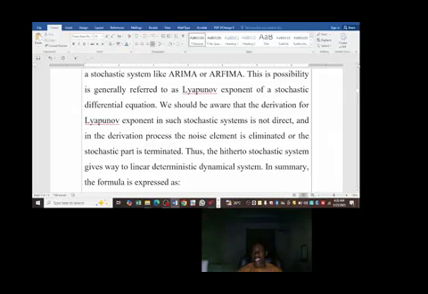We should be aware that the derivation of the Lyapunov exponent in such a stochastic system is not direct, and in the derivation process, the noise element is eliminated, or the stochastic part is terminated. Thus, the hitherto stochastic system gives way to a linear deterministic dynamical system. In summary, the formula is expressed as follows. Now, I've just explained that the Lyapunov exponent is designed for a deterministic system, but it has been generalized to the stochastic system.